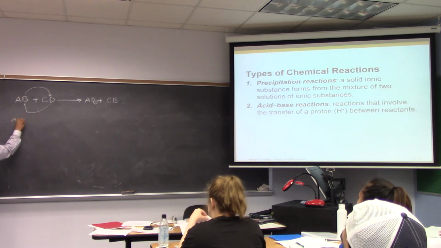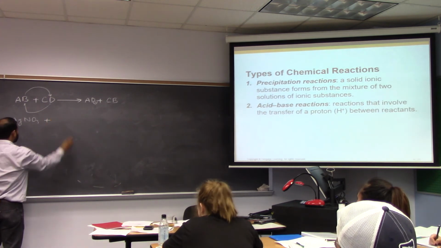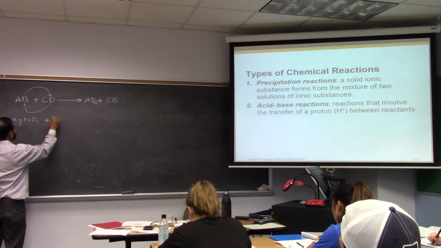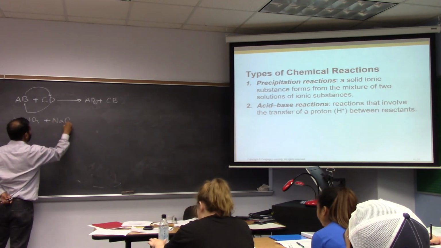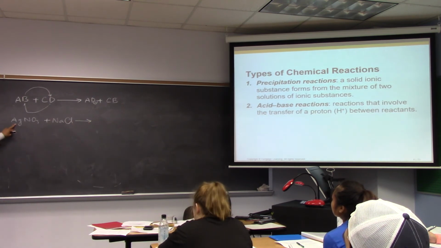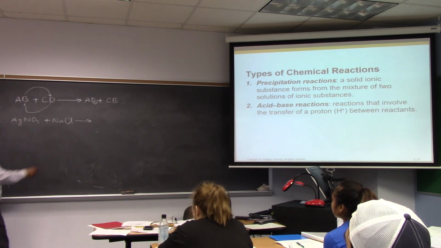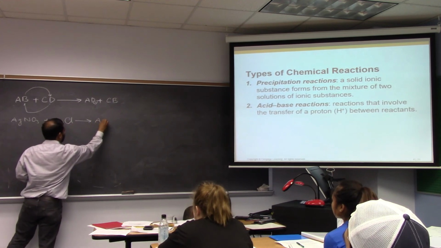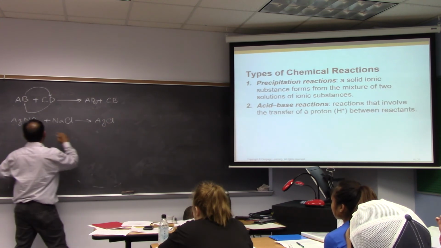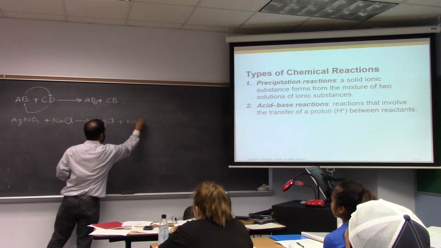So if I write silver nitrate plus sodium chloride, it forms. Can somebody help me with how they displace each other? If chlorine comes here, what will be formed? AgCl. And the nitrate coming here, right? Remember? What is forming then? Sodium nitrate.